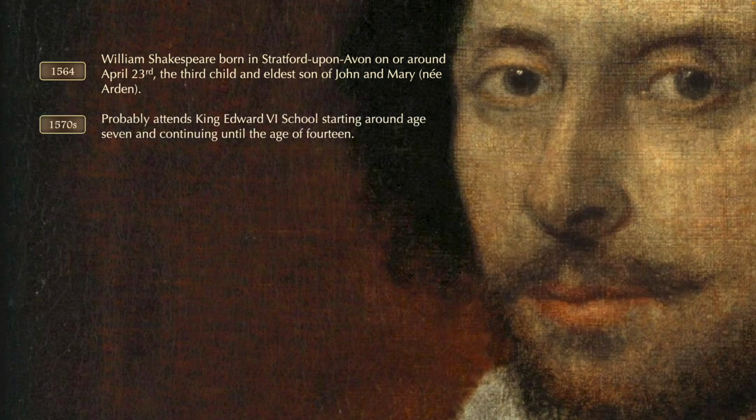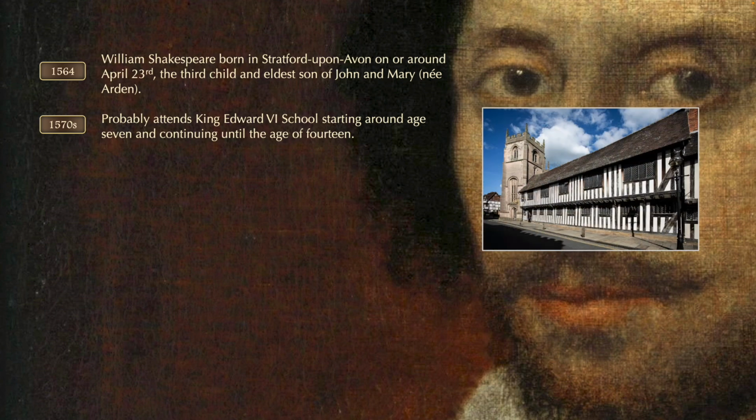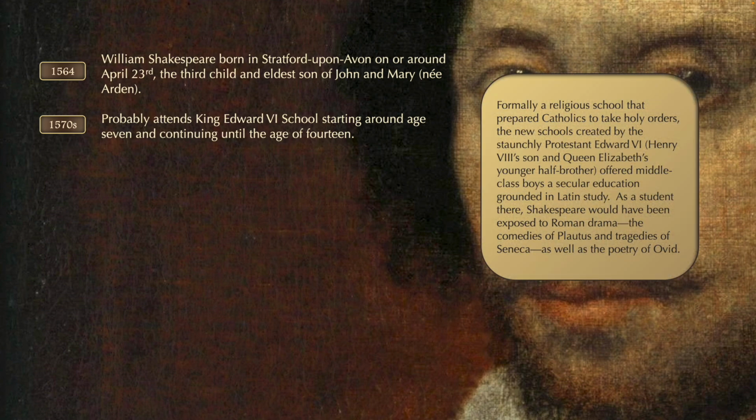In the 1570s, Shakespeare probably attends King Edward VI school, starting around the age of 7 and continuing until the age of 14. This is the Guildhall in Stratford, where the school was located. This was formerly a religious school that prepared Catholics to take holy orders, but the new schools created by the staunchly Protestant Edward VI offered middle-class boys a secular education grounded in Latin study.